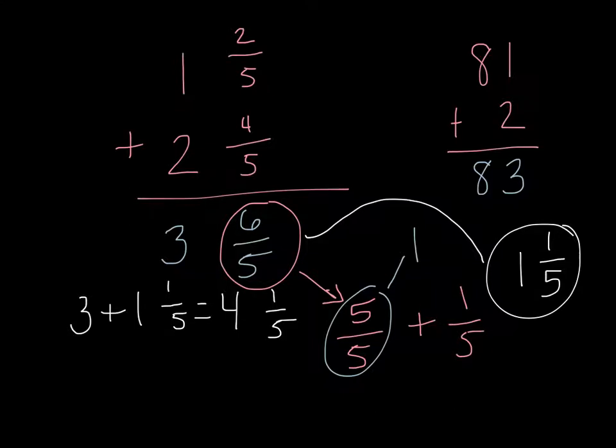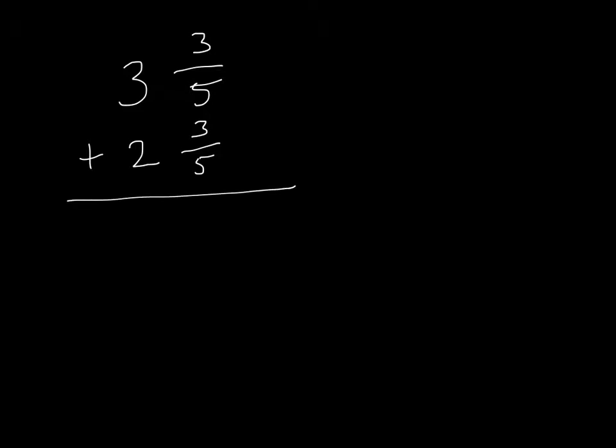Let's try one more. Looking at this next problem, 3 and 3/5, and adding on 2 and 3/5, I can see that when I add up my fractions, I already have the same denominator, so I don't need to make any changes, but 3/5 plus 3/5 is 6/5, and 3 plus 2 is 5. Now I know that 5/5 is equal to 1 whole. Whenever the numerator and denominator are the same, that equals 1 whole.